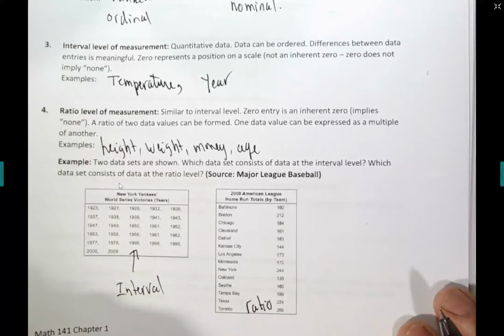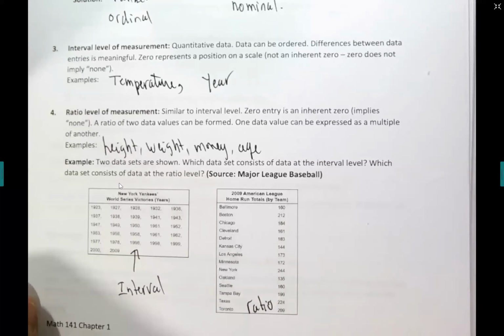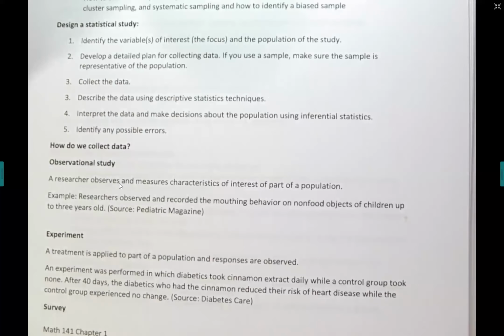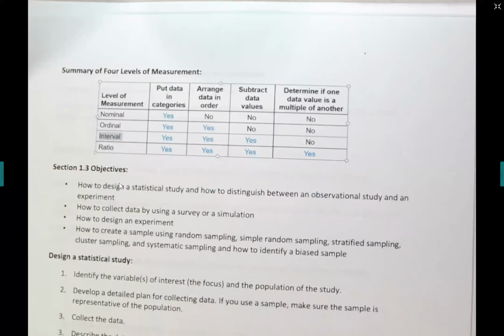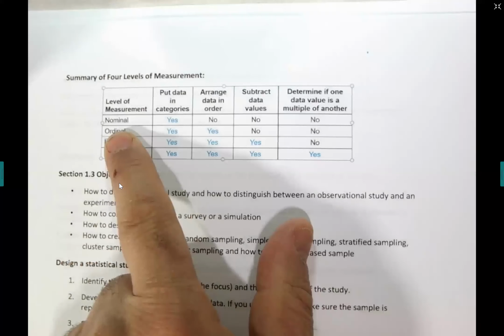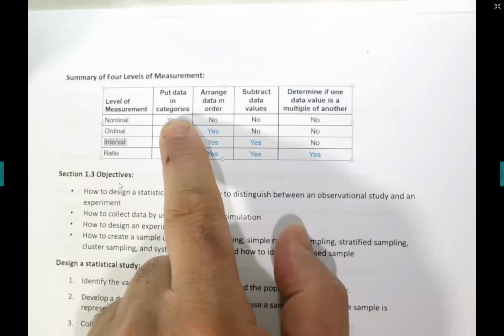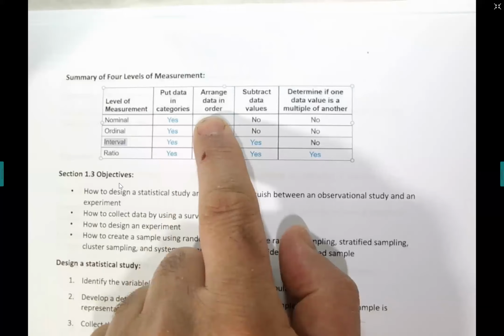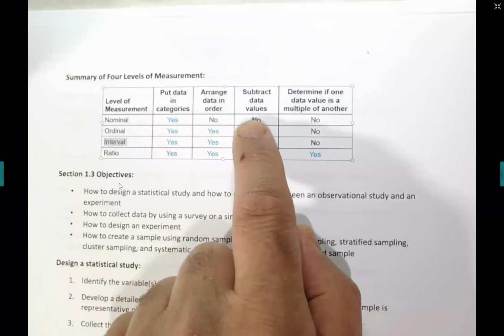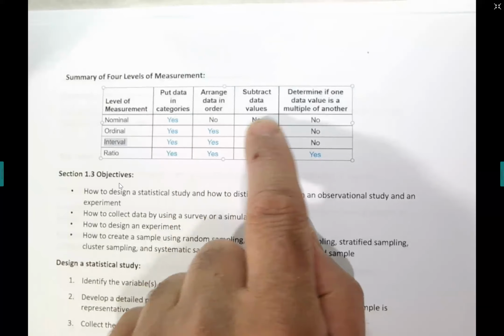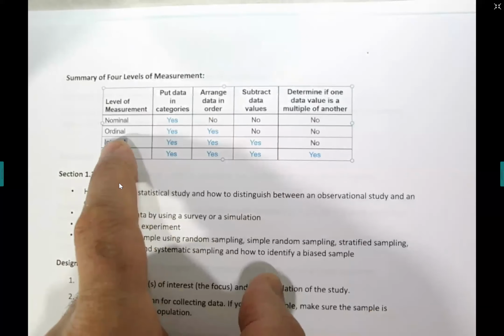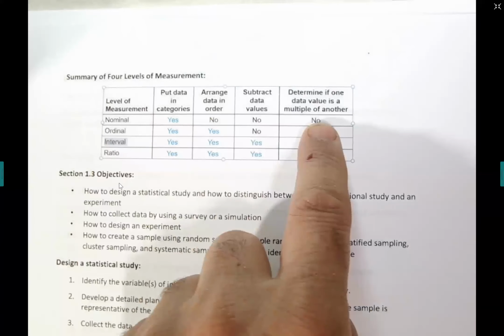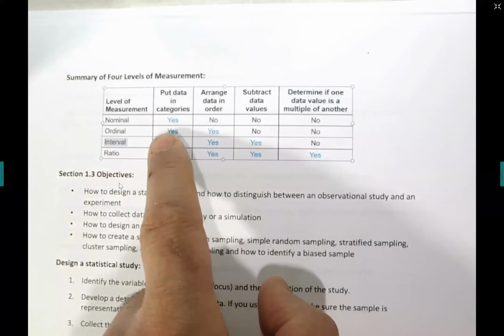Any questions about the difference between ratio and interval? Okay, just a summary, guys, and we'll be done with the 4 levels of measurement. Look, nice summary. Nominal, you can categorize data, it's qualitative. Arrange in order, no. Subtract has no meaning. Determine if one value is a multiple of the other has no meaning here because it's all qualitative. Ordinal is the same as nominal, but the only difference is you can rank data. So it's a yes here, but the rest are no. And categorized as qualitative or quantitative, but it's mostly qualitative.